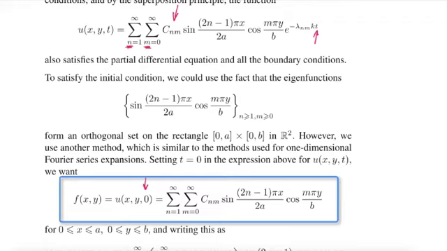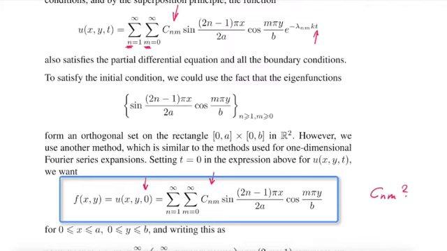So the initial condition is given by the sum over n and m, coefficients c_nm, sine of (2n minus 1) pi x over 2a times cosine of m pi y over b. So how do we find the c_nm?